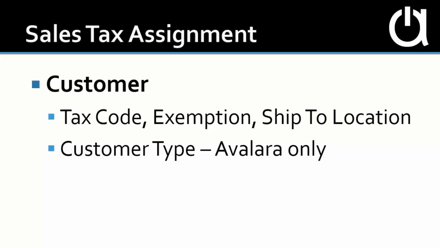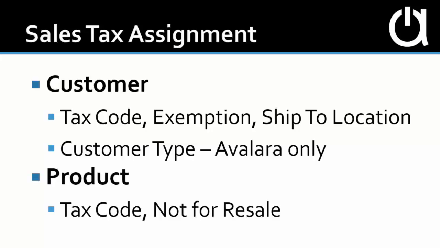Also, the customer type linked to the customer will tell Avalara whether the customer falls under certain exemption codes. So if you are going to be using Avalara, make sure, again, that we check those usage codes and assign those to the customer type. For the product, set the tax code to be non-taxable or taxable and check the not for resale checkbox. The tax code itself will be overridden by the customer tax code when using the standard setup.